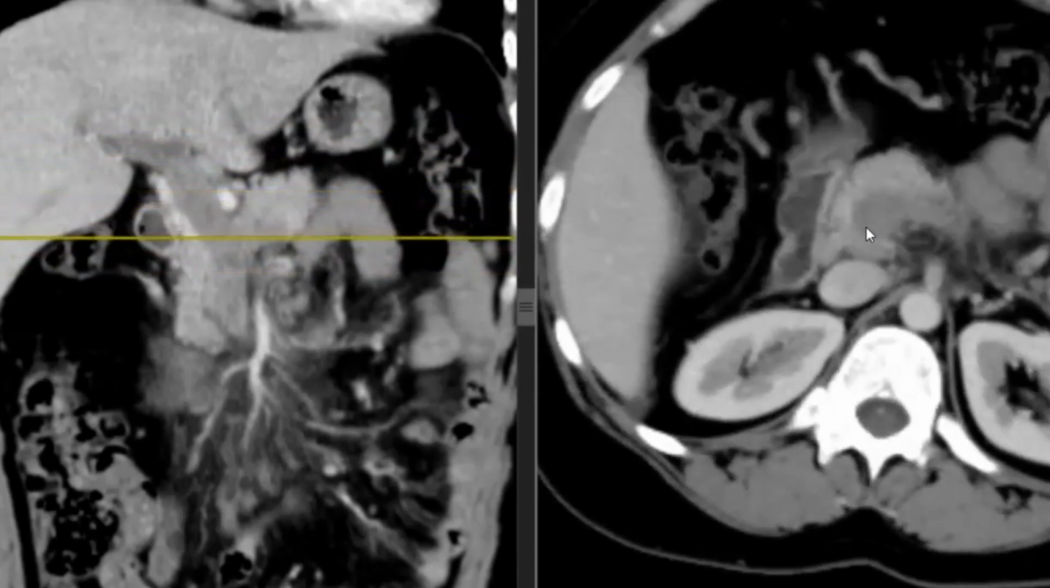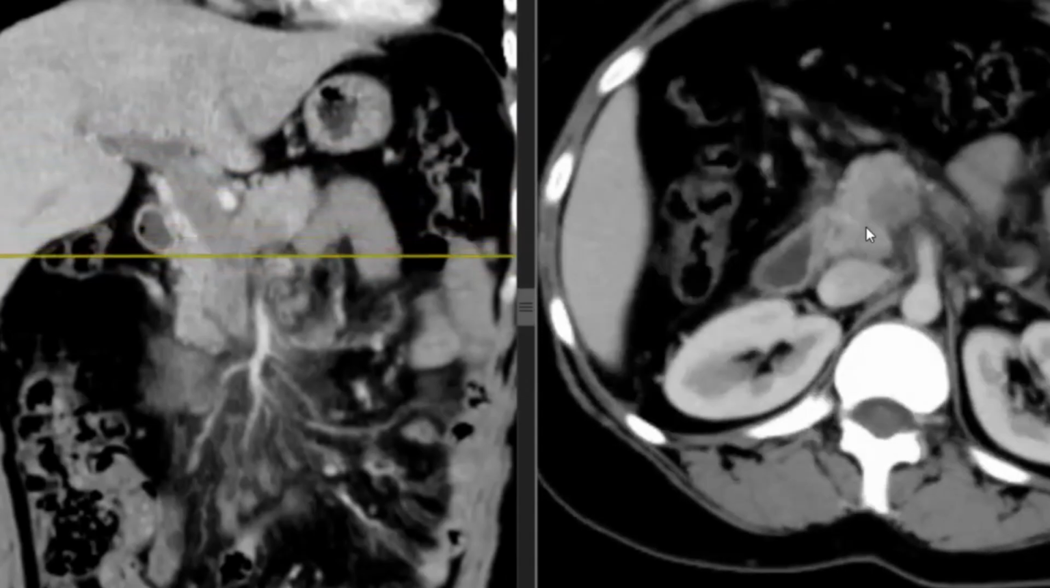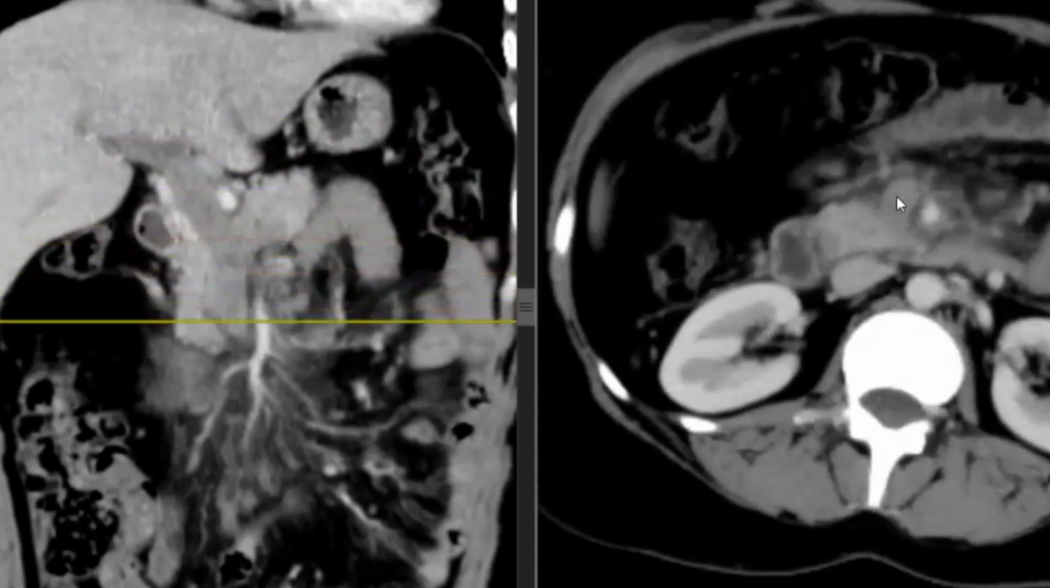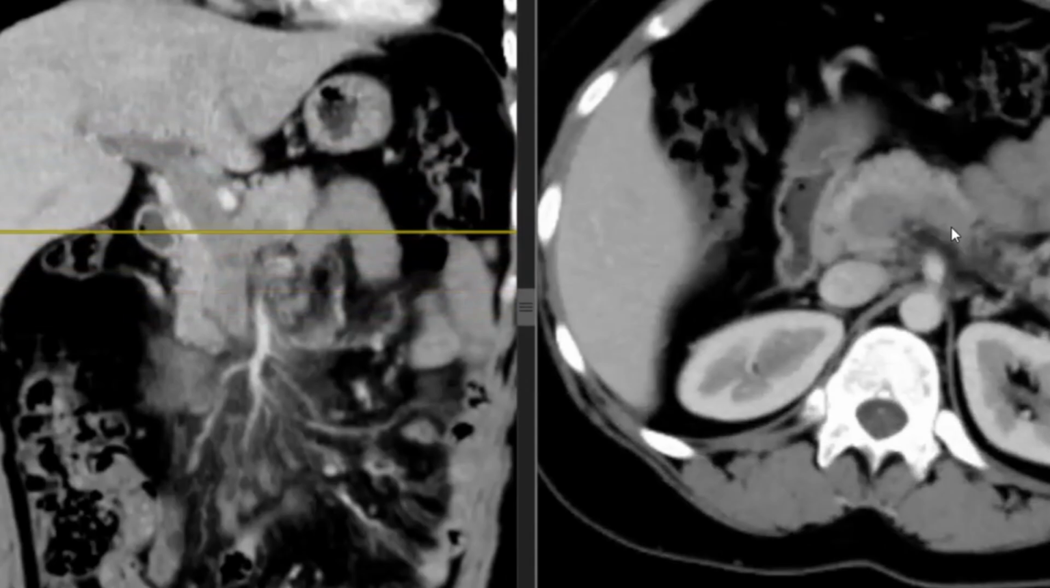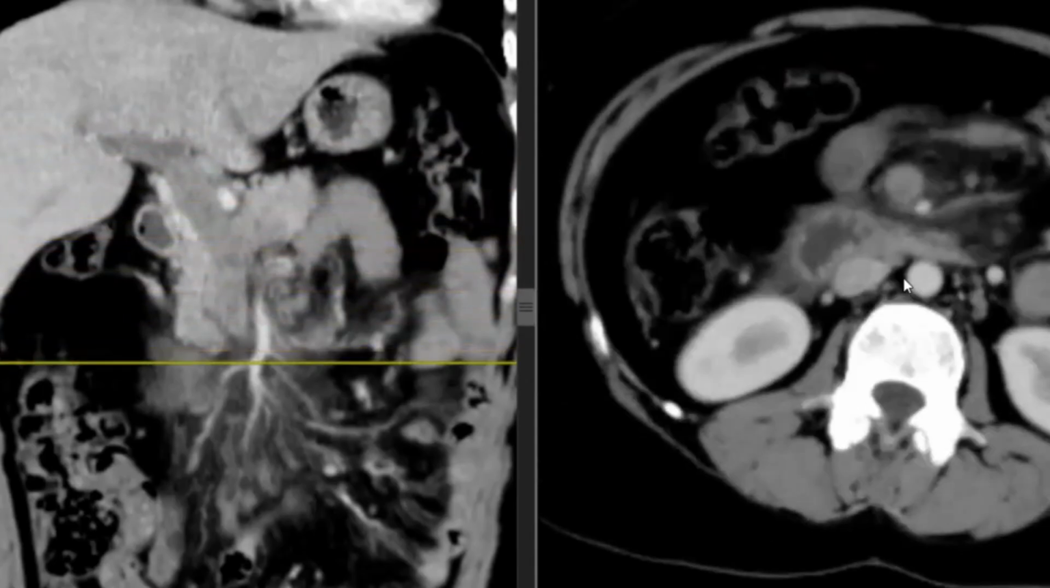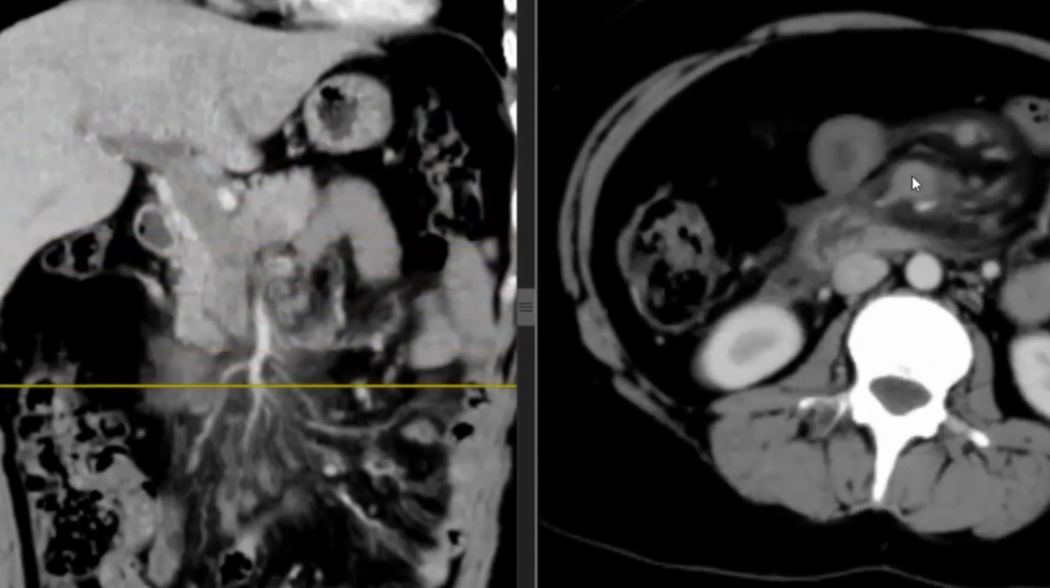You can see the portal vein is composed of which branches, which tributaries? Splenic and superior mesenteric. Excellent. So this is the what? This is the superior mesenteric. Excellent. And this is the what? This is the splenic. It's still hypodense. You can see the SMV, yes, it's still hypodense.